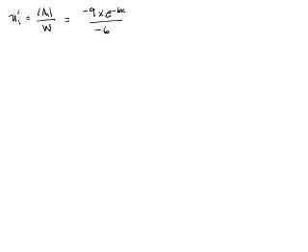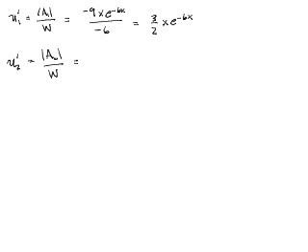Okay, and now we go ahead and find what u1 prime and u2 prime are. And so u1 prime is going to be minus 9x e to the minus 6x over minus 6, or 3/2 x e to the minus 6x. u2 prime is going to be my a2 over w, and so that is just going to be 9x over minus 6, or minus 3/2 x.